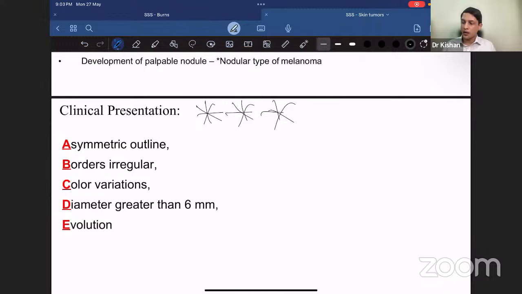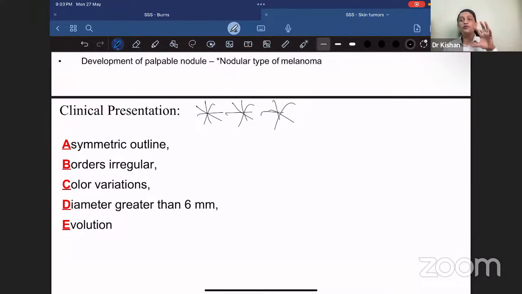A for asymmetry. The border, what is that? The outline is asymmetrical. The entire border is not symmetrical on either side. The entire margin is irregular. It's not regular. It has not got a particular shape or any pattern. It's very much irregular. I'll show you examples with photos anyway.